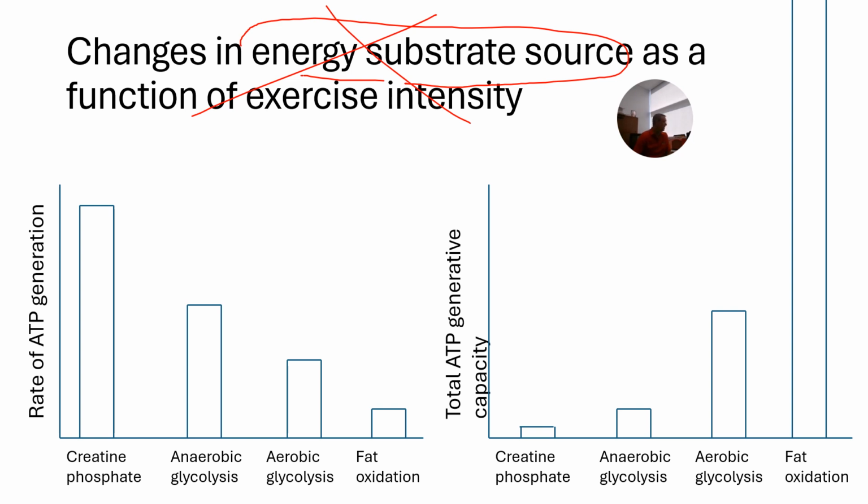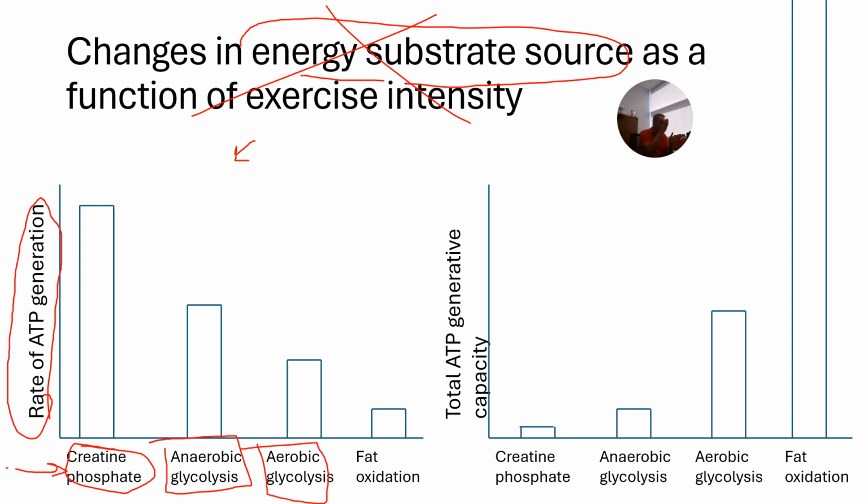So in this one, there's two panels here, right? The one on the left here is rate of ATP generation. So how quickly, right? This is a rate. Rate is per unit time. Rate of ATP generation. And then we have it from several different sources. We have the creatine phosphate. And then we have anaerobic glycolysis. Aerobic glycolysis. So this is glucose going through glycolysis, but then it can continue on through the citric acid cycle. And then we have fat oxidation. So this is just fatty acids moving right into the citric acid cycle.